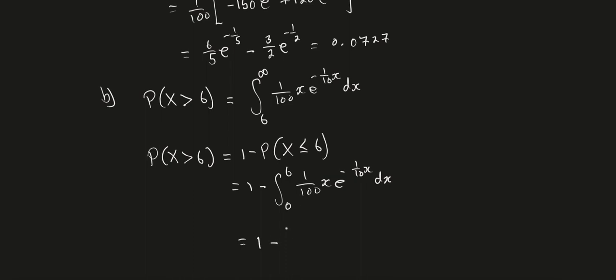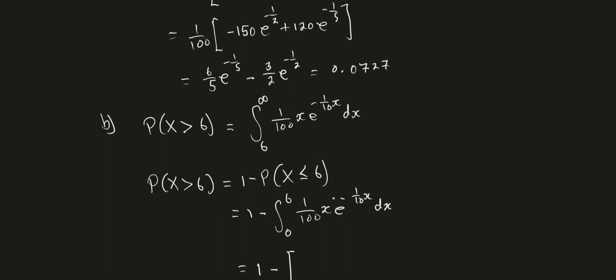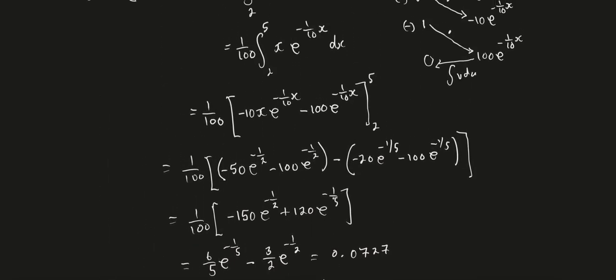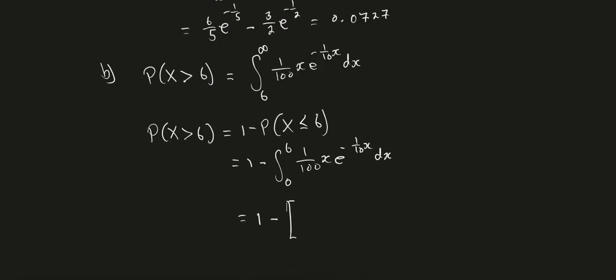So let me go back up. Where is that antiderivative? It is right here. It's the negative 10x e to the negative 1/10 x, and then minus 100 e to the negative 1/10 x. So let's write that down. We have the 1 over 100 there, and then negative 10x e to the negative 1/10 x, minus 100 e to the negative 1/10 x. And now my limits are from 0 to 6.